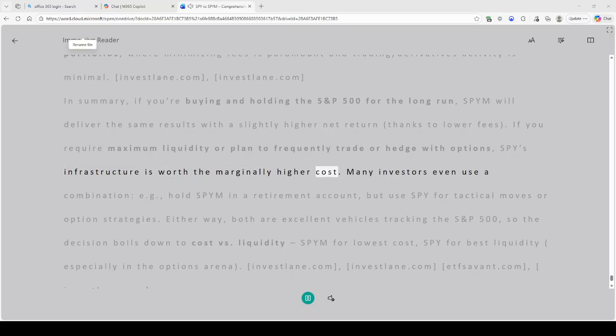Many investors even use a combination, e.g., hold SPYM in a retirement account, but use SPY for tactical moves or option strategies. Either way, both are excellent vehicles tracking the S&P 500, so the decision boils down to cost versus liquidity, SPYM for lowest cost, SPY for best liquidity, especially in the options arena.